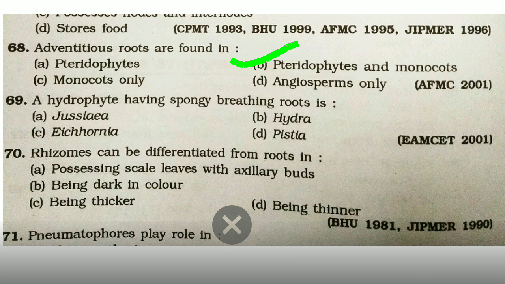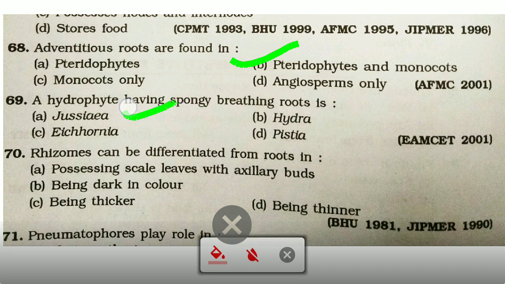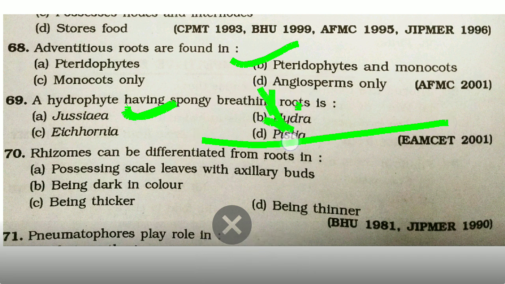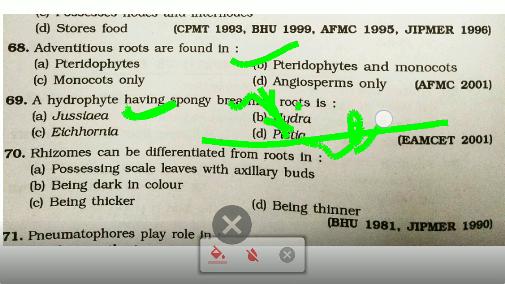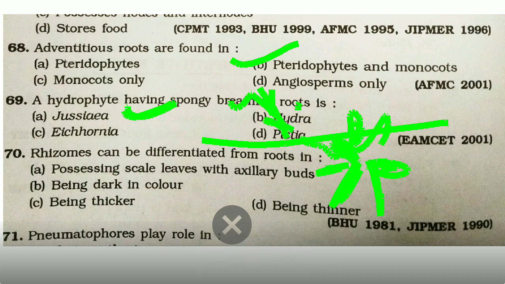This is a very important question, students. What happens actually? Hydrophytes mean they are living in water. So what will happen in Jussiaea? The answer is Jussiaea. The roots are floating roots. How? See, this is water, here the plant will be there, and some part of the root will come out because it is a little bit swollen and spongy, and it will float on the water and help them to breathe.